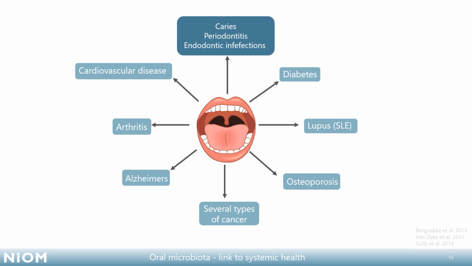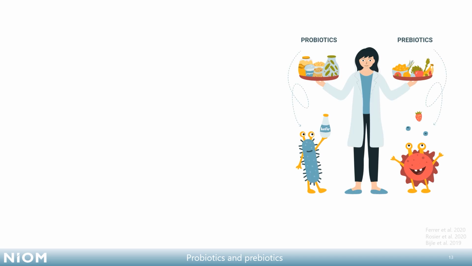Knowing all this, that the bad bugs in the mouth can potentially cause trouble elsewhere in the body, is there anything else we can do besides limiting sugar and practicing good oral hygiene? I now want to draw your attention towards probiotics and prebiotics. Most of you are probably familiar with probiotics for the gut. People often take this as part of or after a course of antibiotics to re-establish the gut microbiota.